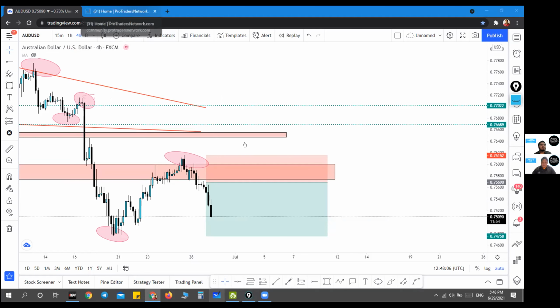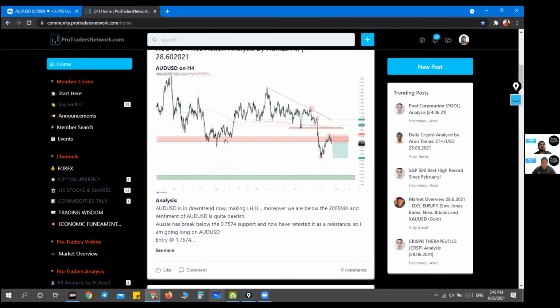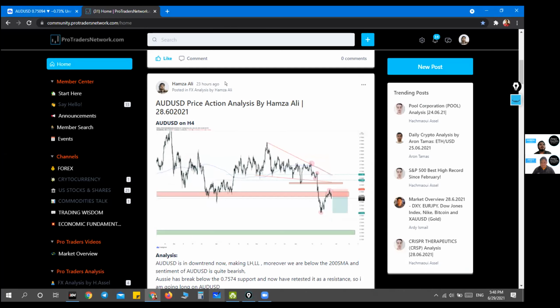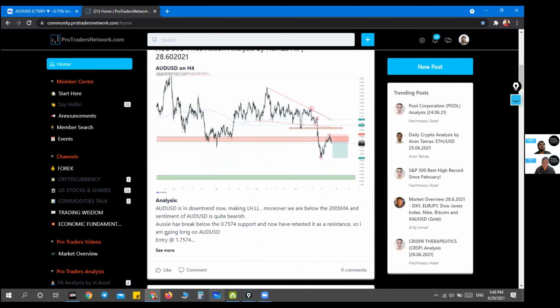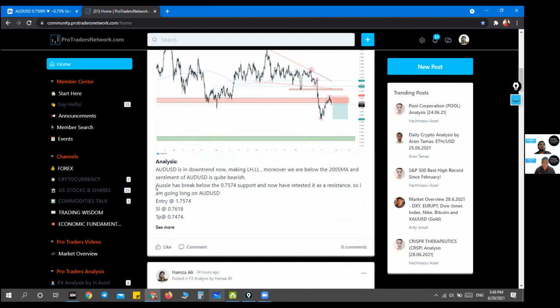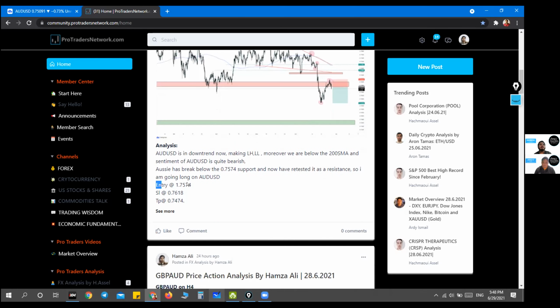So this was yesterday. I said Australian USD is in a downtrend, making lower highs and lower lows. Now we are below the 200-day simple moving average, and the sentiments are quite bearish. So I entered the sell trade right here. Stop loss was this, and the target was this.